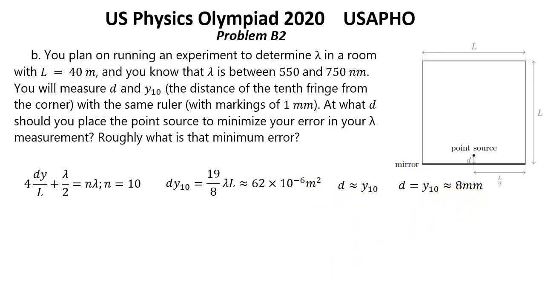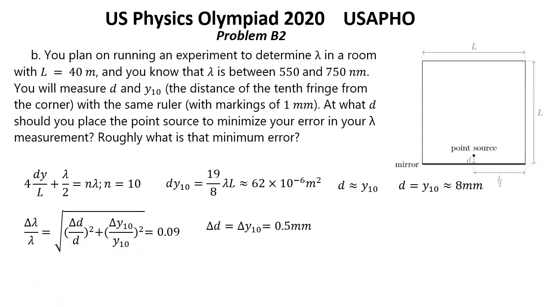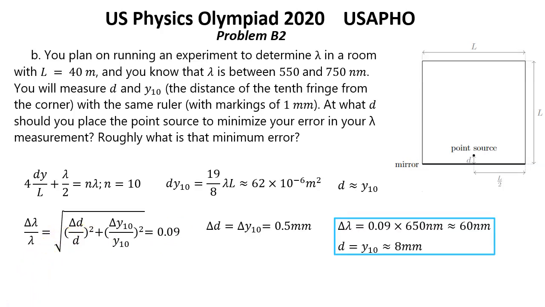Now, using the formula for relative error, we have this expression, and if we assume that our ruler has delta d and delta y10 equal to half a millimeter, we have delta lambda over lambda equal 0.09. Assuming lambda equals 650 nanometers, we have delta lambda approximately equal to 60 nanometers, and distance d must be around 8 millimeters. That was the solution for question B.